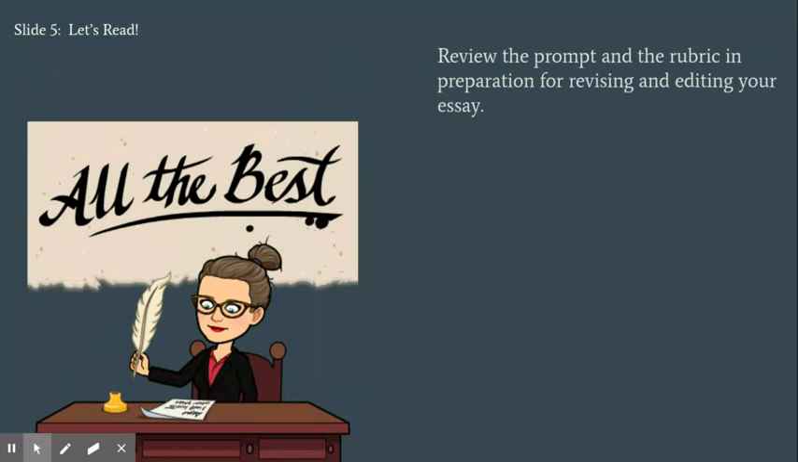We're going to begin today's lesson by reviewing the prompt and rubric in preparation for revising and editing your essay. So I want you to go ahead and open those up. I'm going to give you about 2 minutes to look over them and figure out where we're headed for today's lesson.